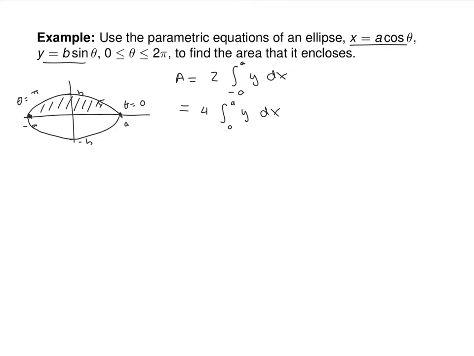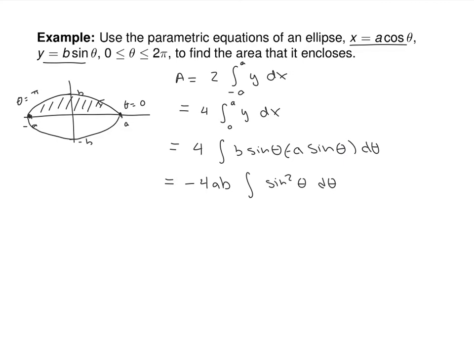All right, now plugging in y and dx is not so hard. We'll leave the bounds off for now. So y is b sine of theta, and the derivative of x will be negative a sine theta d theta. So let's just factor out that negative for ab times the integral of sine squared theta.